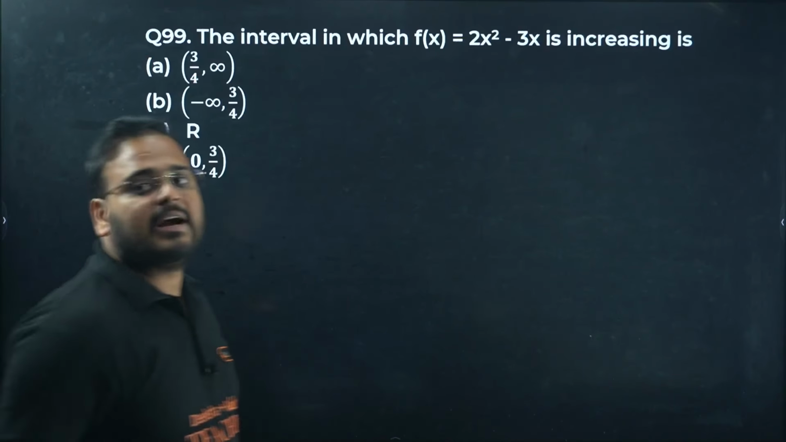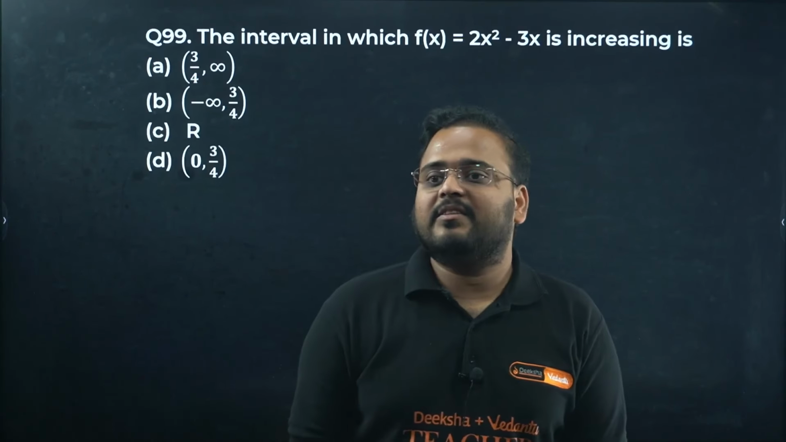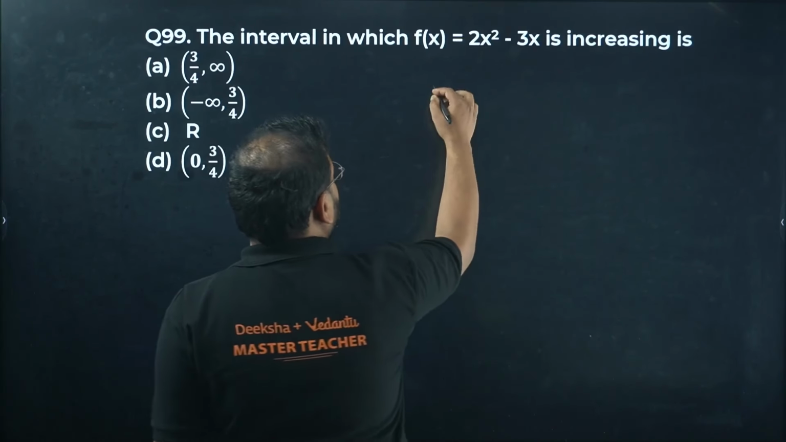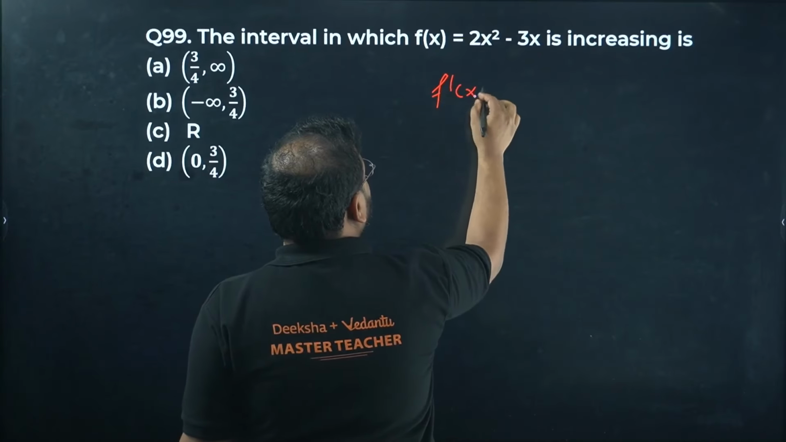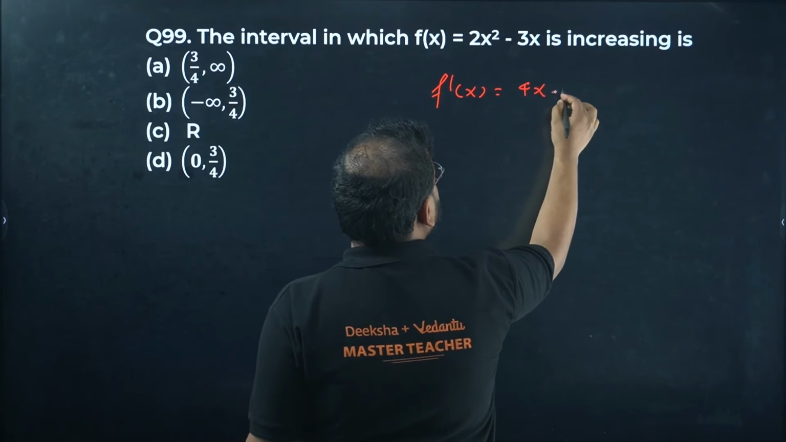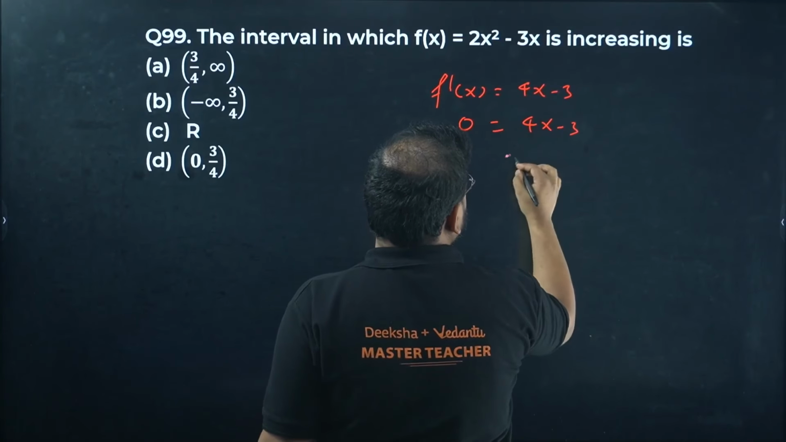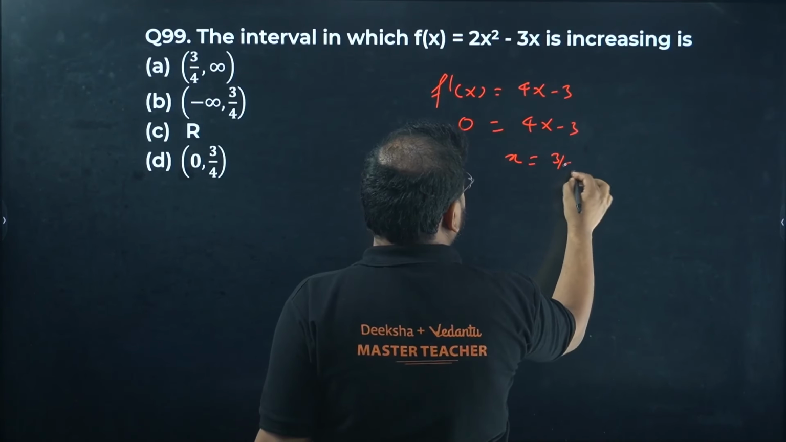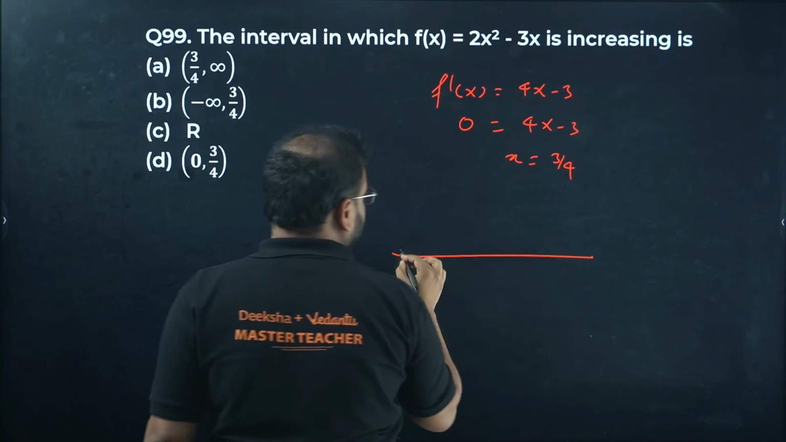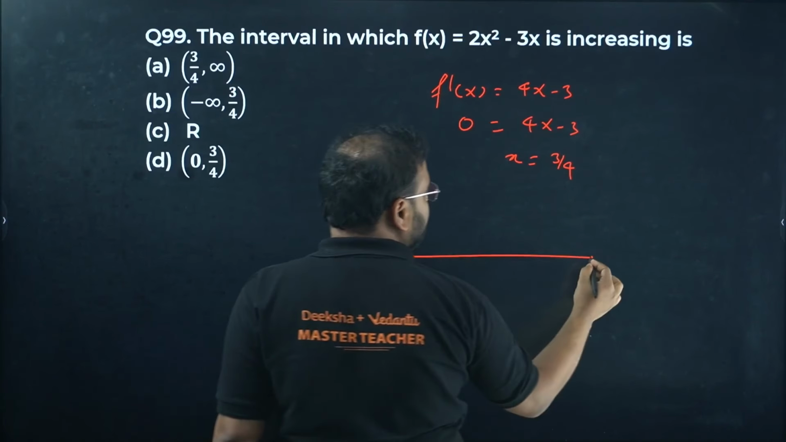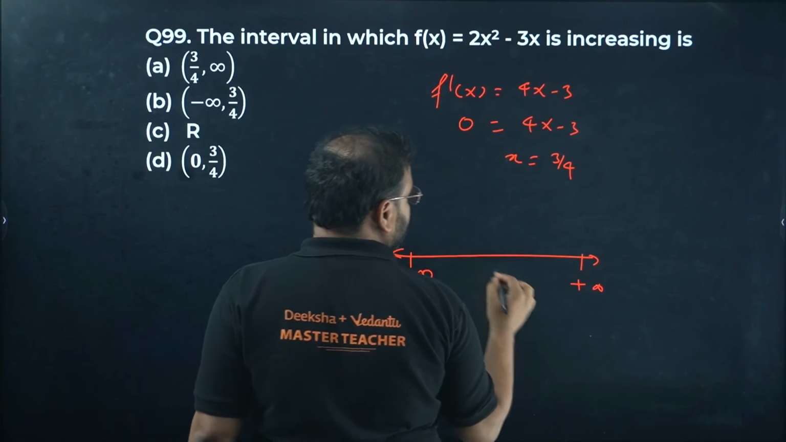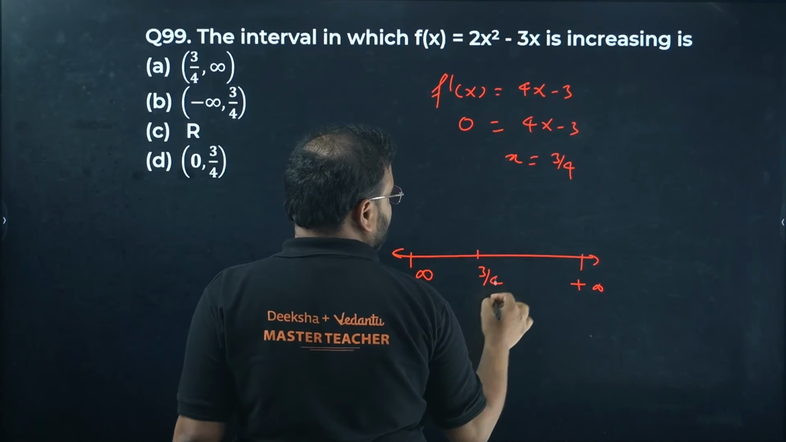Done. Question number 99. The interval in which the given function is increasing. To find the increasing interval, you're going to find the derivative 4x minus 3, put it equal to 0 to find the critical point. So the x value is coming as 3 by 4. Number line, negative infinity, positive infinity. The critical point is only 1, so 3 by 4.